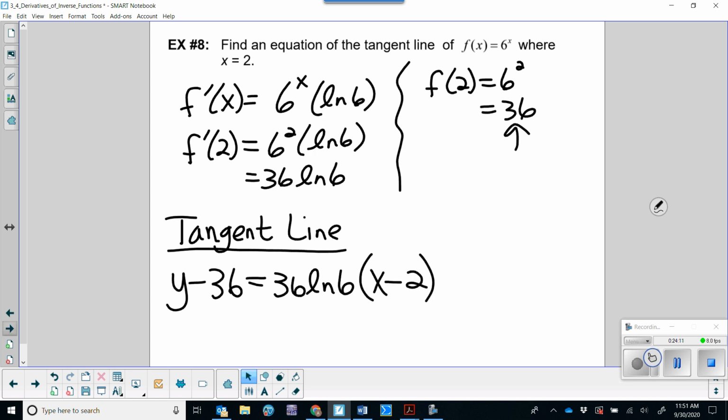And I'm done. So don't get stressed out about problems that have weird numbers in them and stuff. 36 ln of 6 is just a number. That's the answer, okay? So that's what we get.